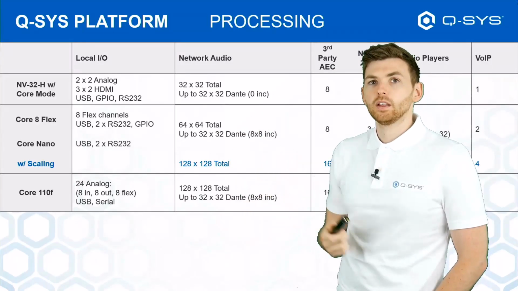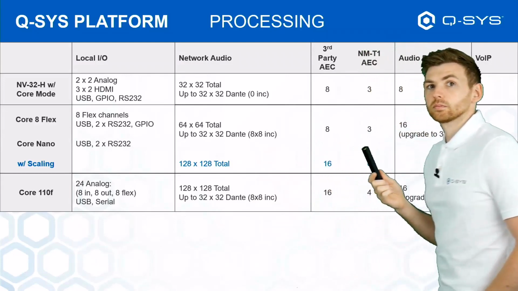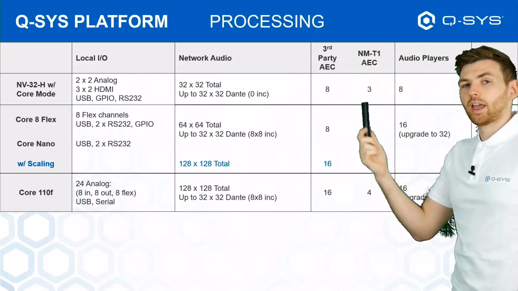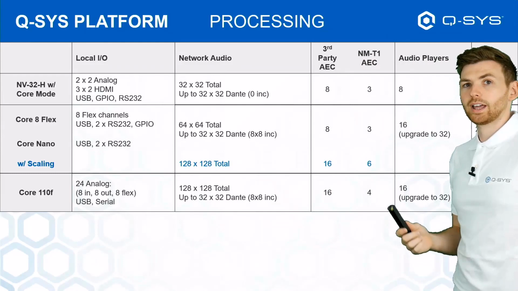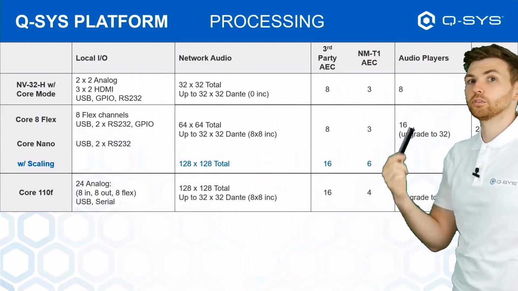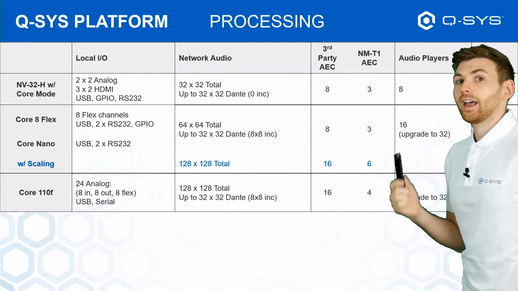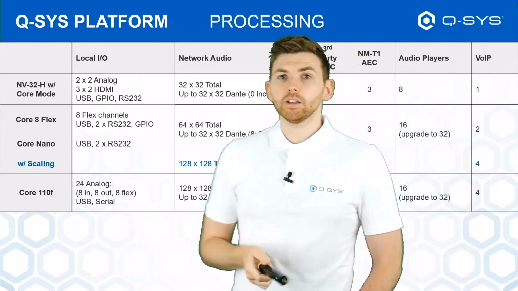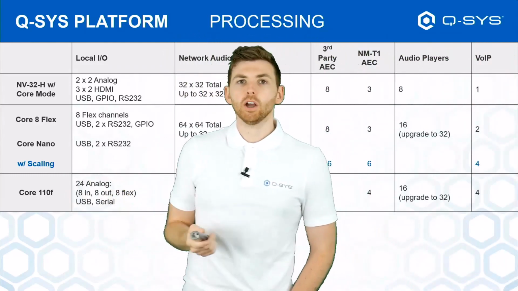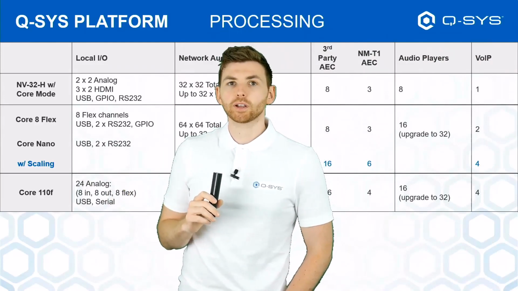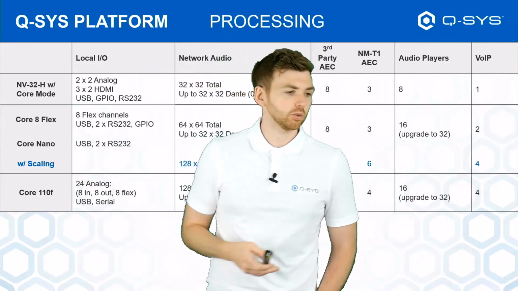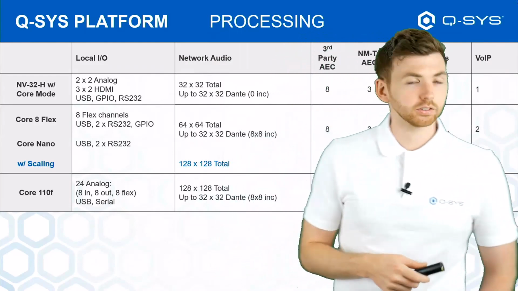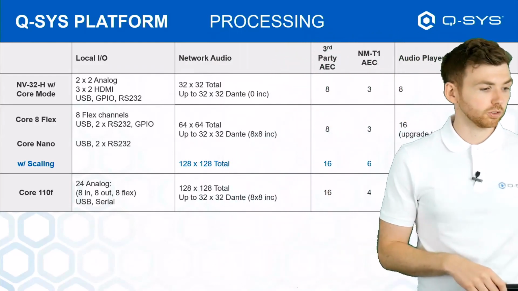That's fine. You can do the same number of AECs and microphones as a Core 8 Flex or Core Nano. So the general audio performance is actually about the same. 8 audio players rather than 16, and 1 VoIP line rather than 2. But there we go. NV32, still a super capable Q-SYS core, and it's going to do all your switching and all your control and everything else. So bear that in mind for those smaller spaces.